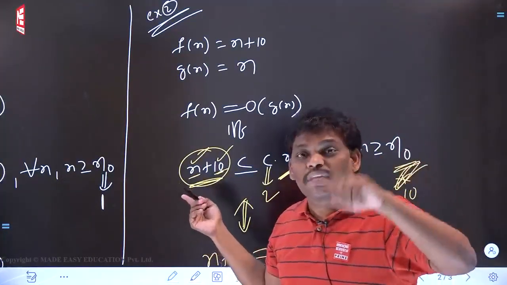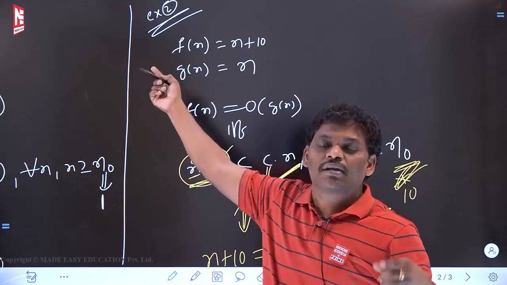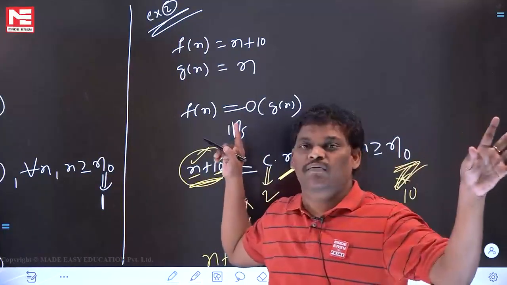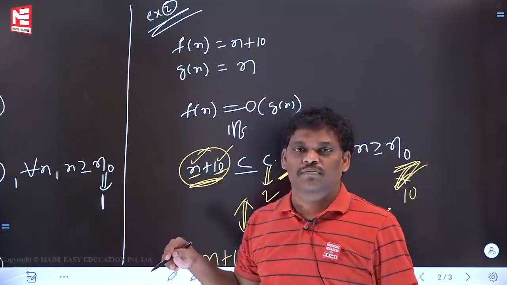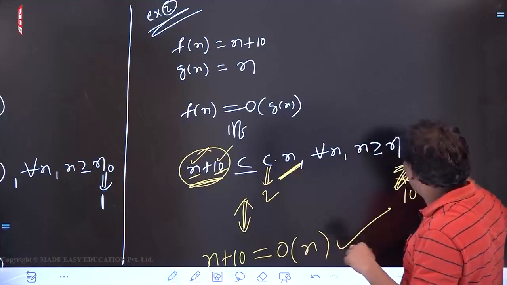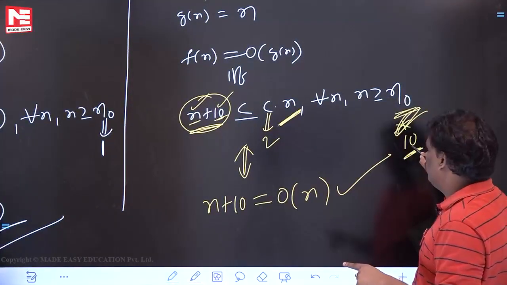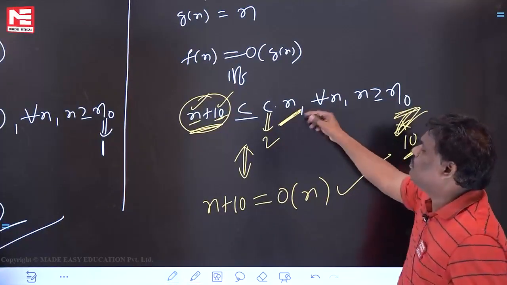Some people are asking, sir, 1 is not working. The definition says that if you can find someone where this condition is satisfied, that is enough. There is no requirement for every person. Can you help me find one N0? I think I found N0 value 10. If you find N0 value 10, then from there onwards it works.